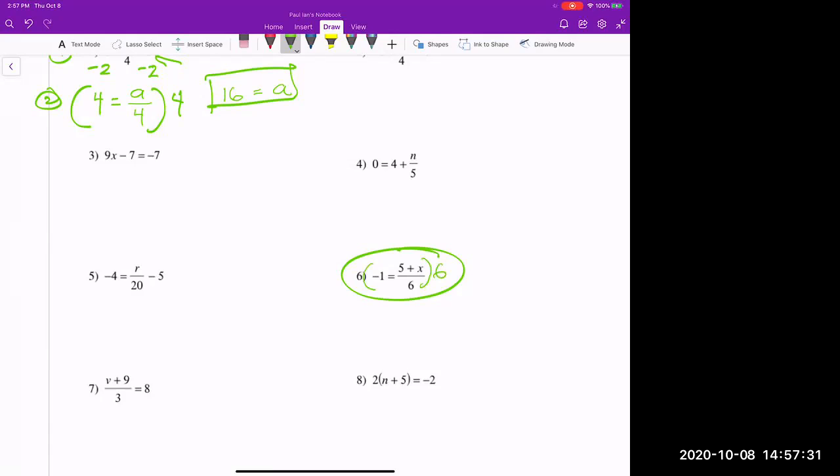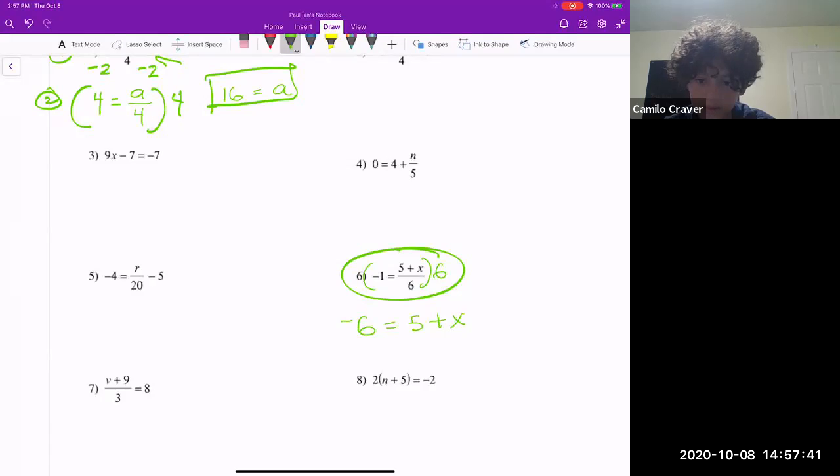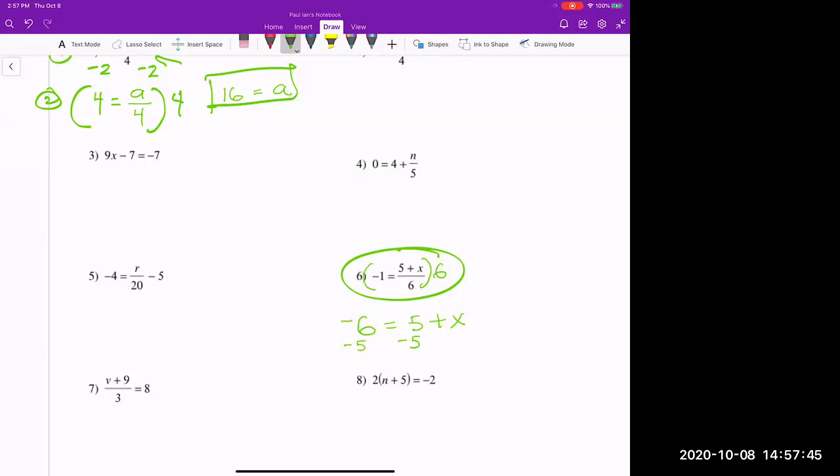Good. Yeah. See, you have done this. That's good. So minus 6, right? And then there's nothing on the right-hand side. Okay. What's next? And then minus 5 on both sides. Minus 5, minus 5, minus 11, and you're done, right? Yeah. And that's it. Okay.